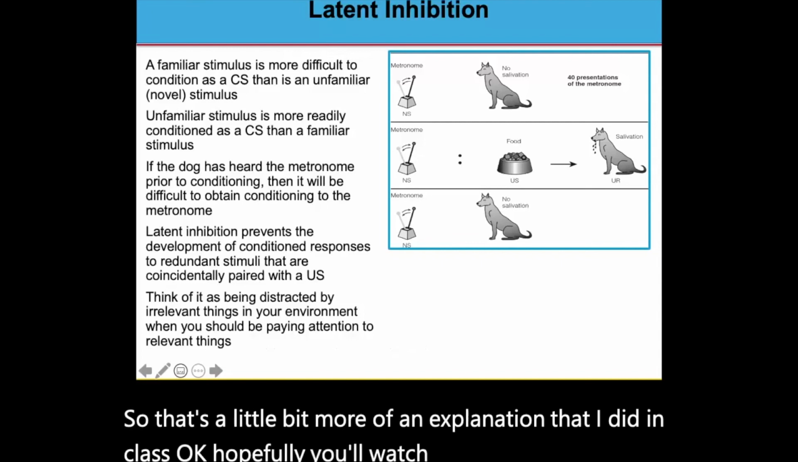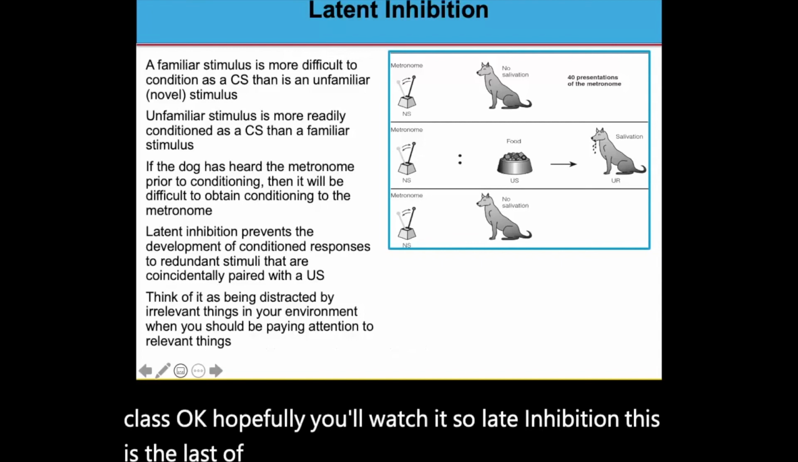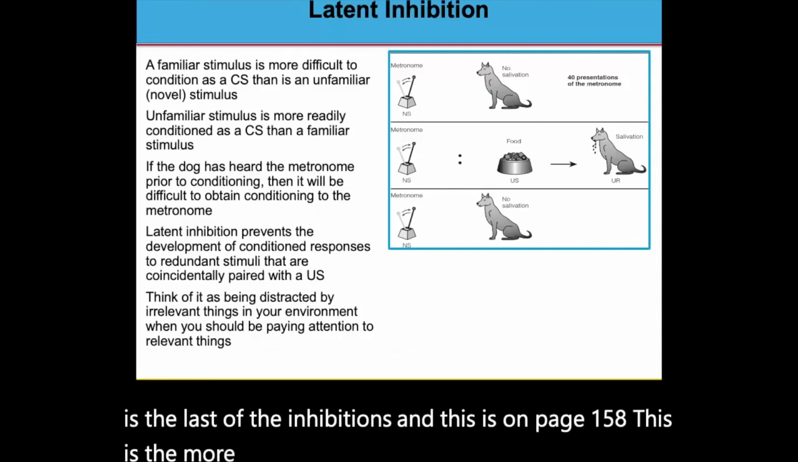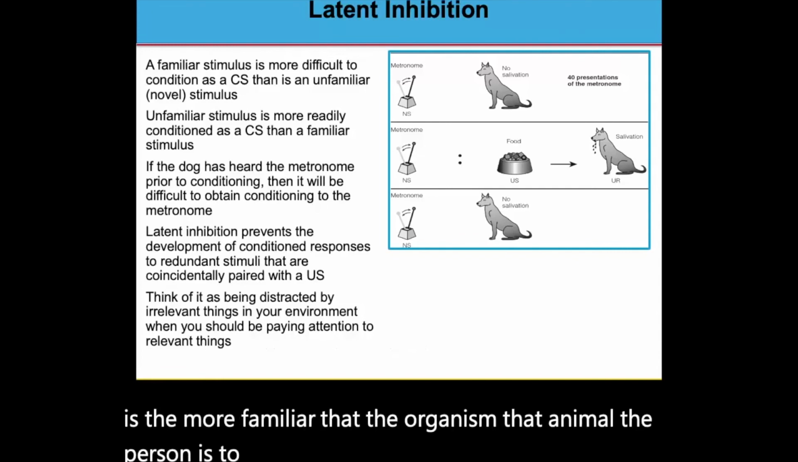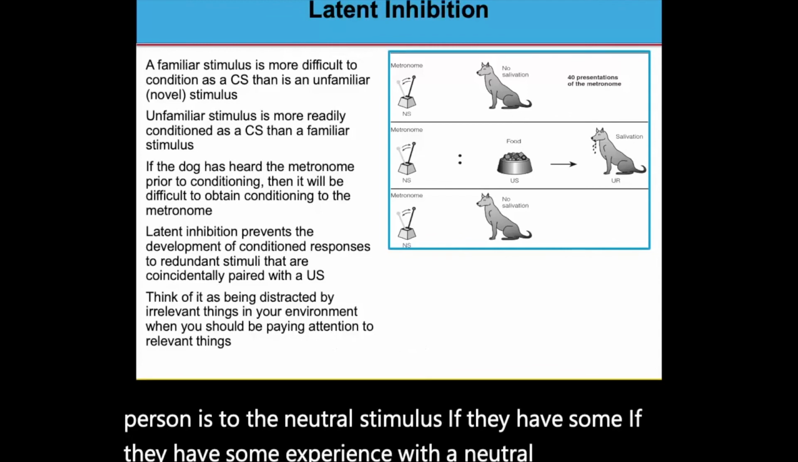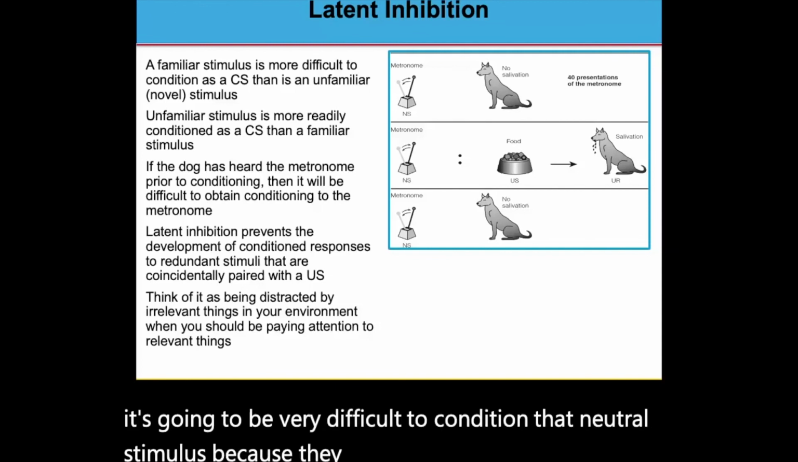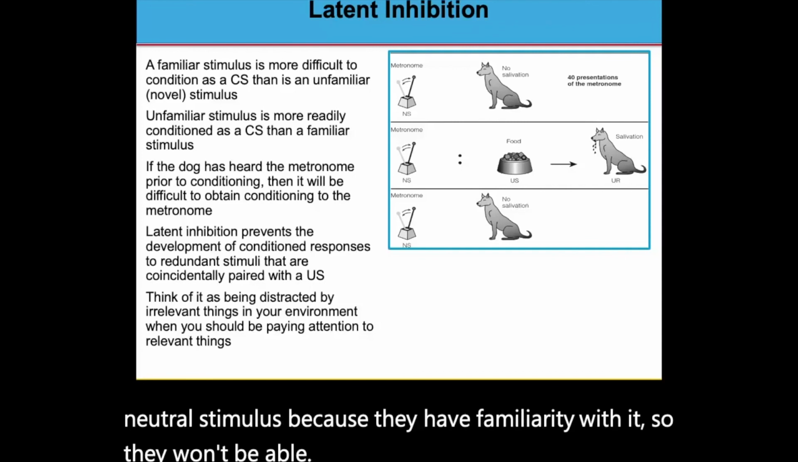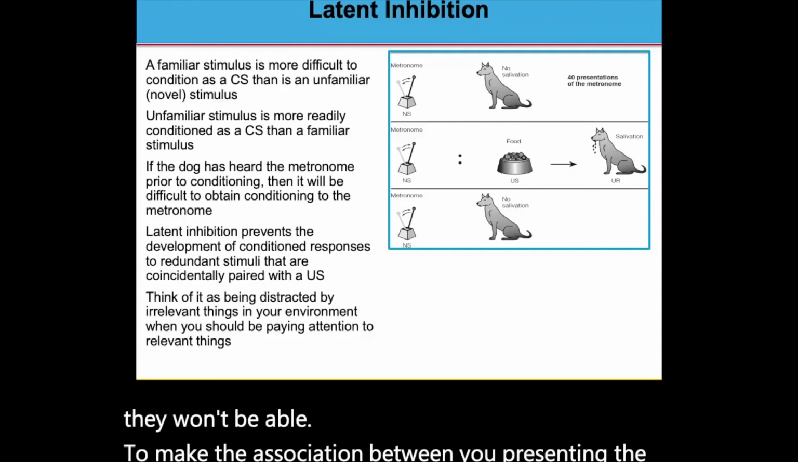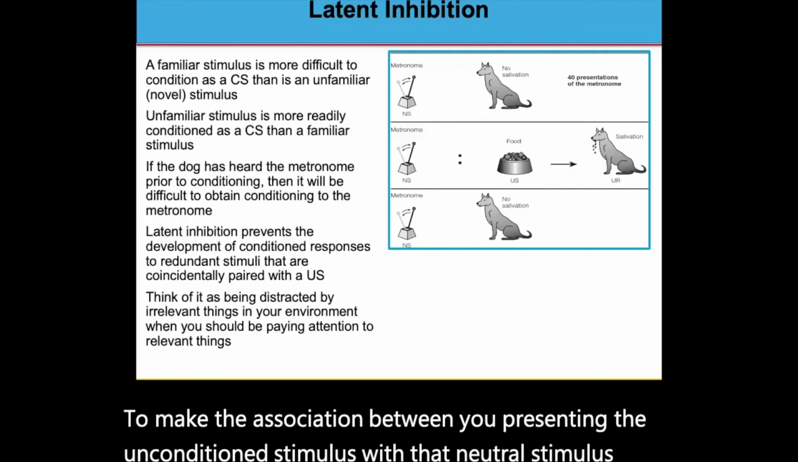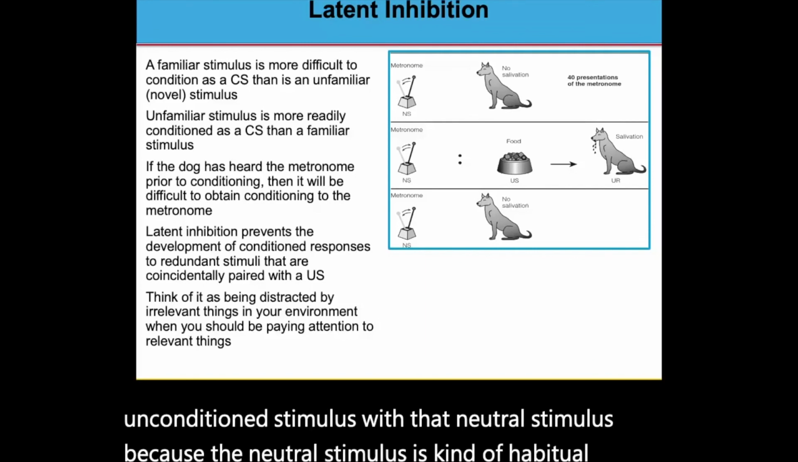So latent inhibition, this is the last of the inhibitions, and this is on page 158. The more familiar the organism, the animal, the person is with the neutral stimulus, if they have some experience with a neutral stimulus, then it's going to be very difficult to condition that neutral stimulus because they have familiarity with it. So they won't be able to make the association between you presenting the unconditioned stimulus with that neutral stimulus, because the neutral stimulus is kind of habitual. It's kind of a habit to them.